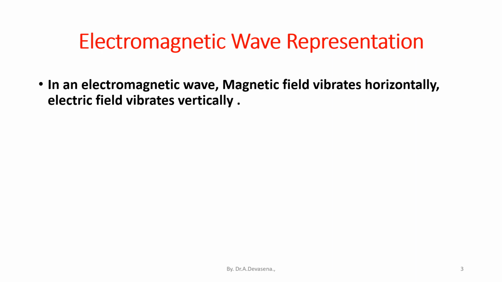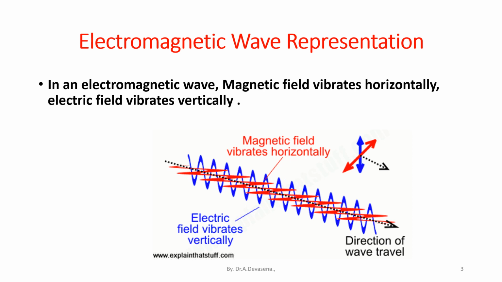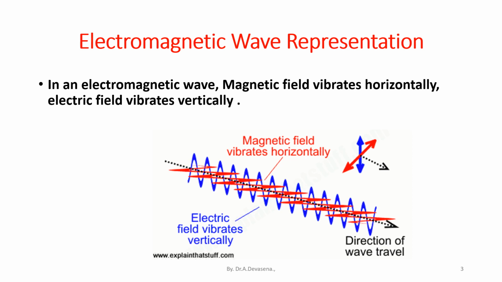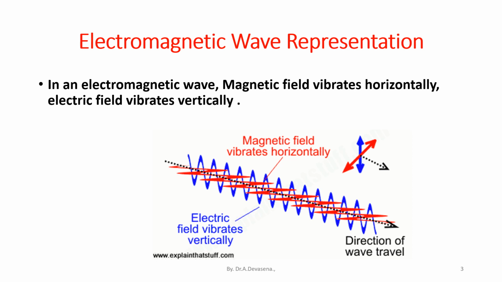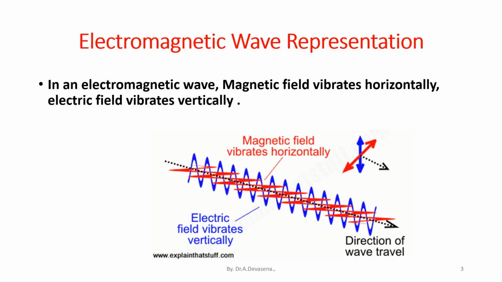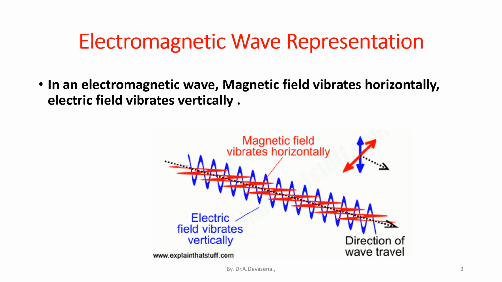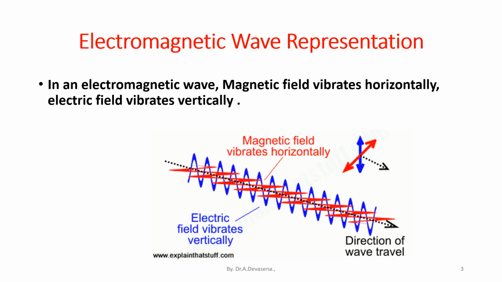In an electromagnetic field, we have the electric field as well as the magnetic field. The magnetic field vibrates horizontally while the electric field vibrates vertically. This is the representation of the electromagnetic field, and in this, the direction of the wave travel is indicated. The red color wave indicates the magnetic field while the blue color wave indicates the electric field. The magnetic field vibrates horizontally in this diagram and the electric field vibrates vertically, and these two are represented here.